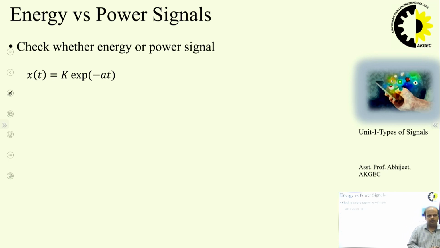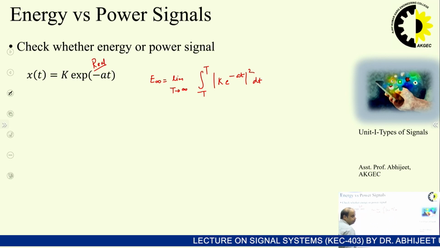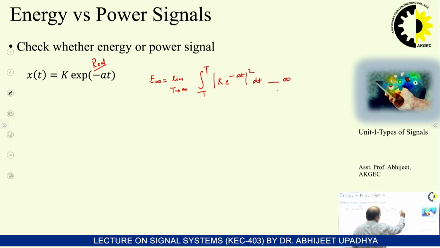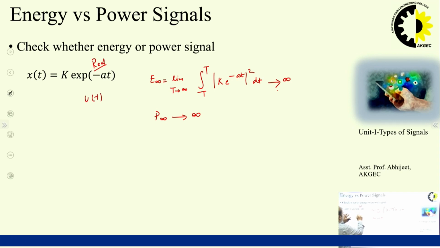Now there is this signal, k e raised to the power minus at. I leave this to my audience, but if we evaluate E infinity, you can understand the difference from the first signal. This is of course a real exponential. There is no j. So if I evaluate the limit capital T tends to infinity of the integral from minus T to plus T of mod of k e raised to the power minus at whole square dt, since there is no u(t), this will tend to infinity, and one can accurately verify that P infinity for this also tends to infinity. Which means the signal is neither energy nor power because of the absence of u(t). Just compare this with the first signal.